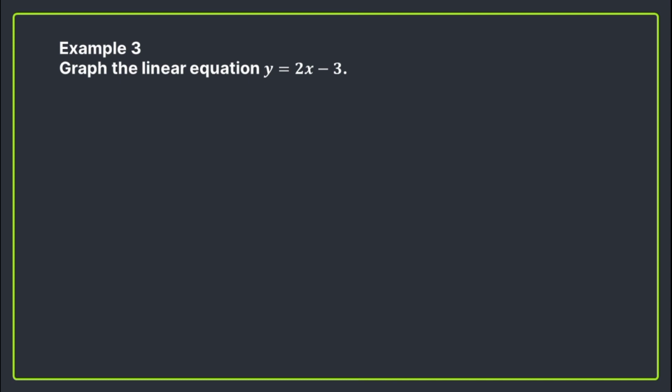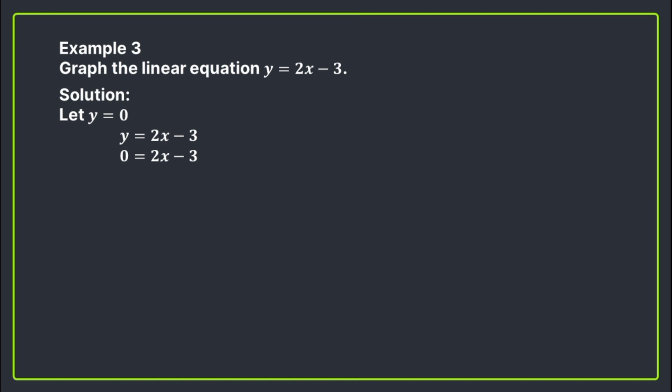So here is an example. Graph the linear equation y equals 2x minus 3. To find the solution, we will first find the value for the x-intercept. So to find the value of the x-intercept, we let y equal 0 and substitute, and 0 equals 2x minus 3.